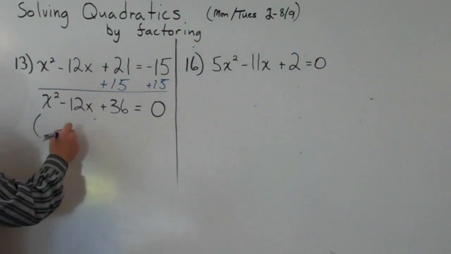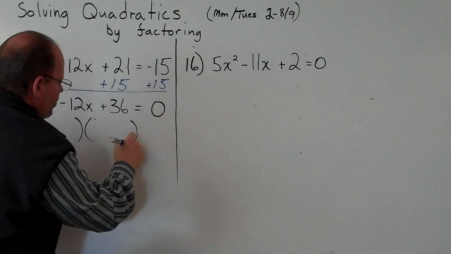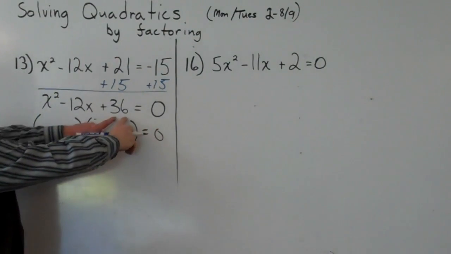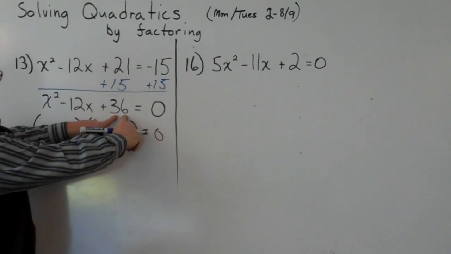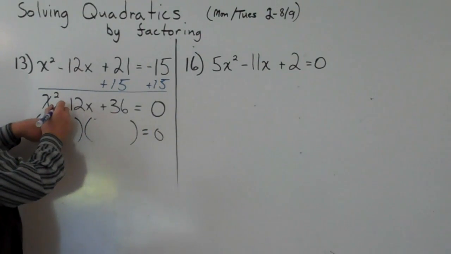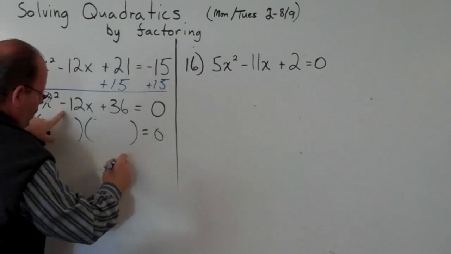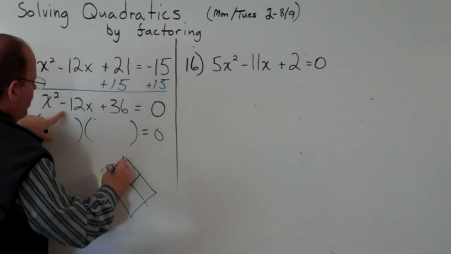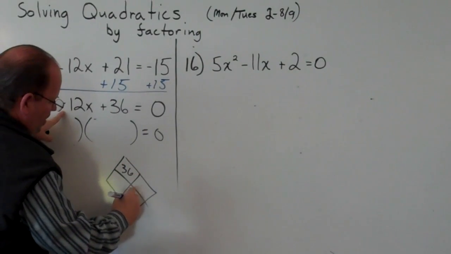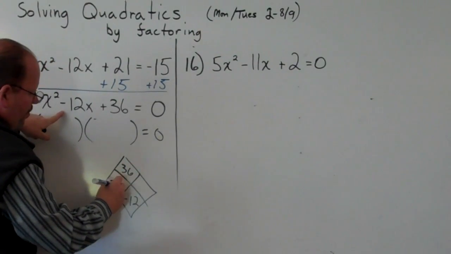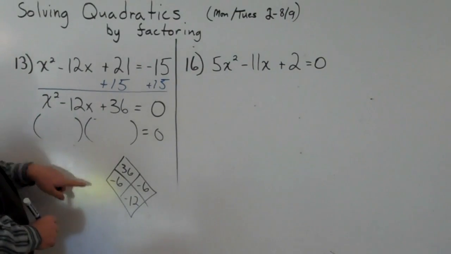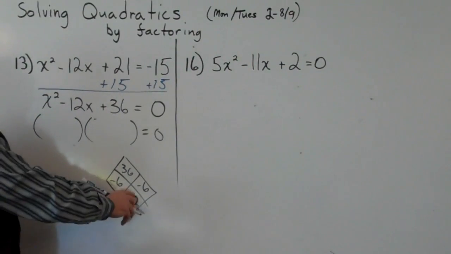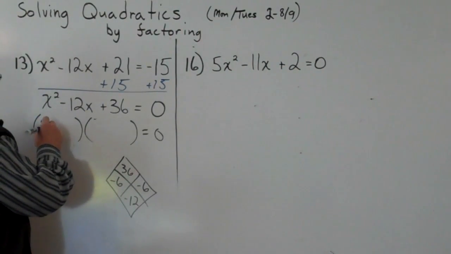Now we need to have two numbers so that they multiply to give you 36 and add to give you negative 12. Multiply to give you 36, add to give you negative 12, and of course, negative 6 and 6 will be our numbers. Pardon me, negative 6 and negative 6.